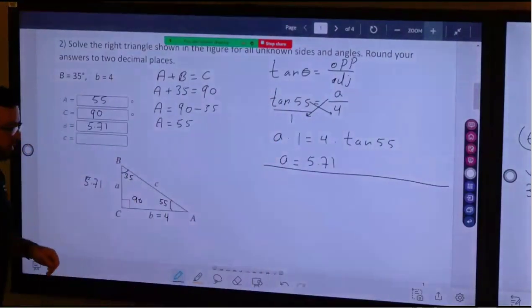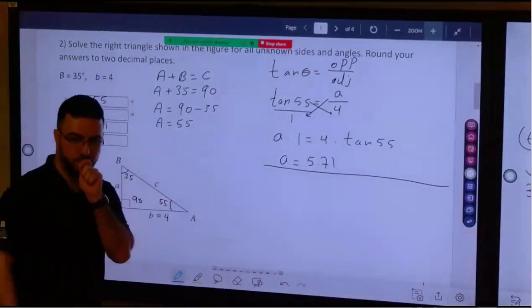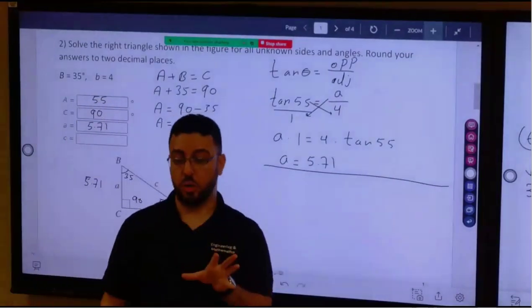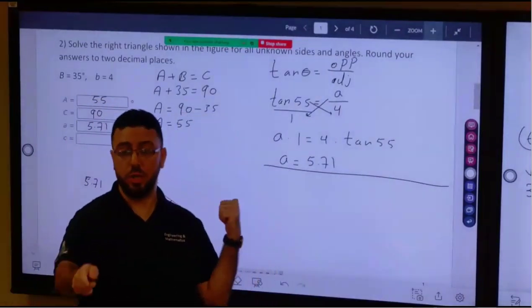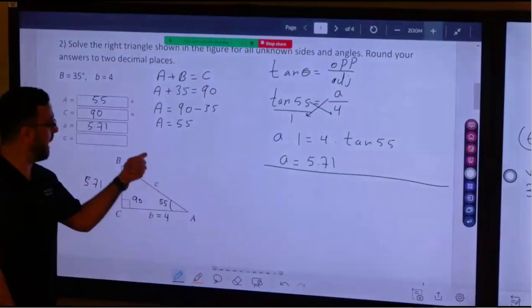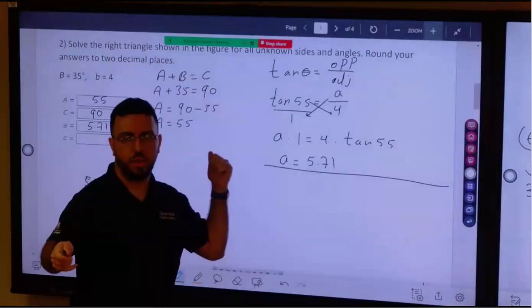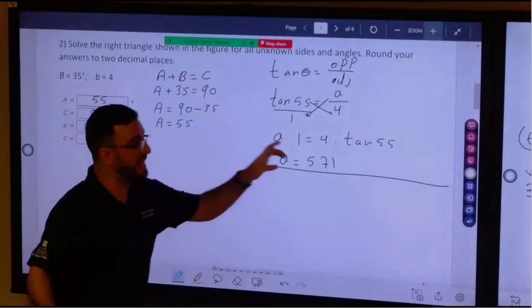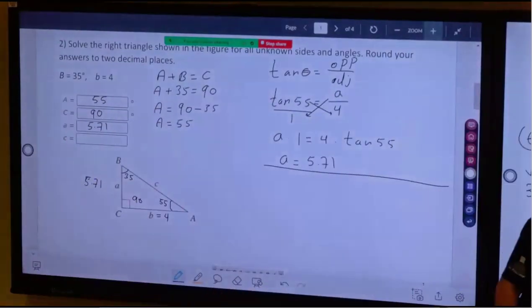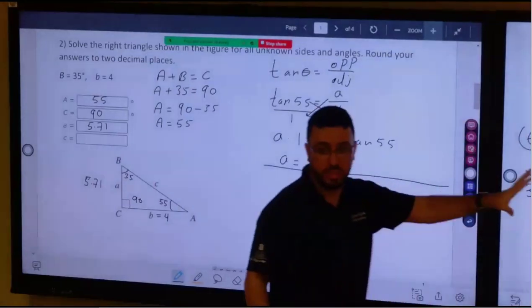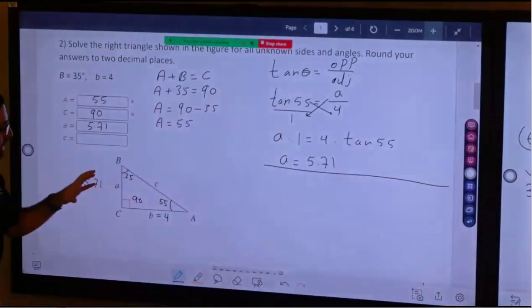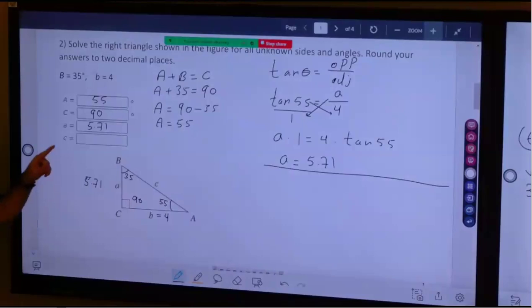I got stuck because for some reason I thought we were bound to the special angles that are given here to use. But that's not true, because only in the first example do we have special angles. Do we have special angles here? No. That's why I got stuck. I was like, what am I going to do now? That's the important part: how to use the sine, cosine, and tangent. Now, next step, I need to find what?